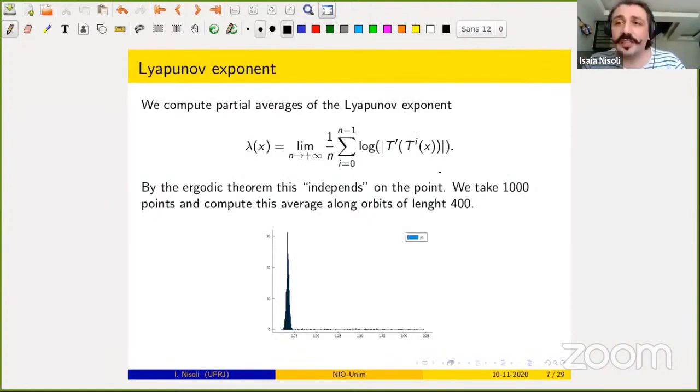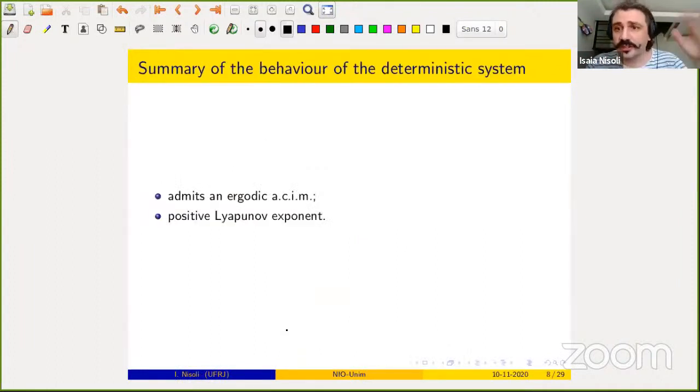This means that if we look at the average of an observable, they will be distributed essentially like a normal. So we take the computer, we put in a lot of starting points, and we compute orbits of length 400. And we get this: we can see from our numerical experiment that the Lyapunov exponent is bigger than zero. These averages concentrate near a number which is bigger than zero.